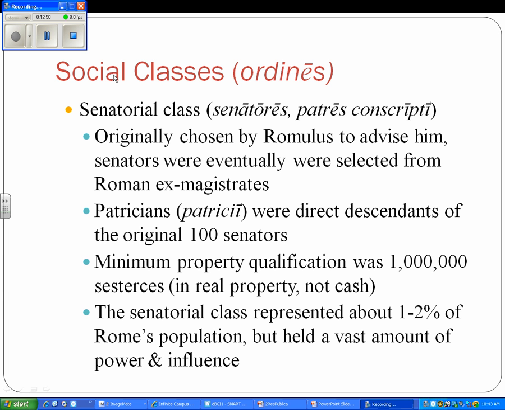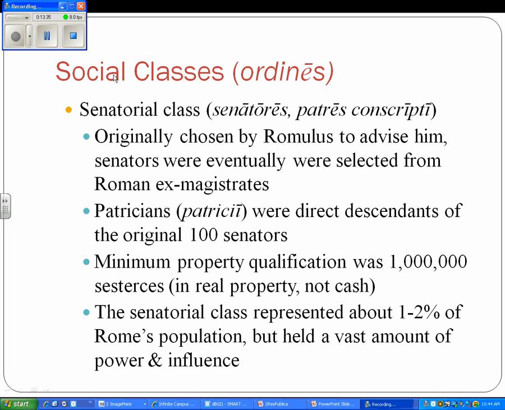Real property would be land and buildings, not cash, gold, or other objects which can be easily disposed of or destroyed. And that meant that, of course, the decisions that people who were senators made, those decisions were made by people who were wealthy. And sometimes people who are wealthy have a different perspective than other people in the population. And so when we talk about some of the struggles that occurred later between different classes in Roman society, it's because senators tended to have most of the power and influence in Rome's government.